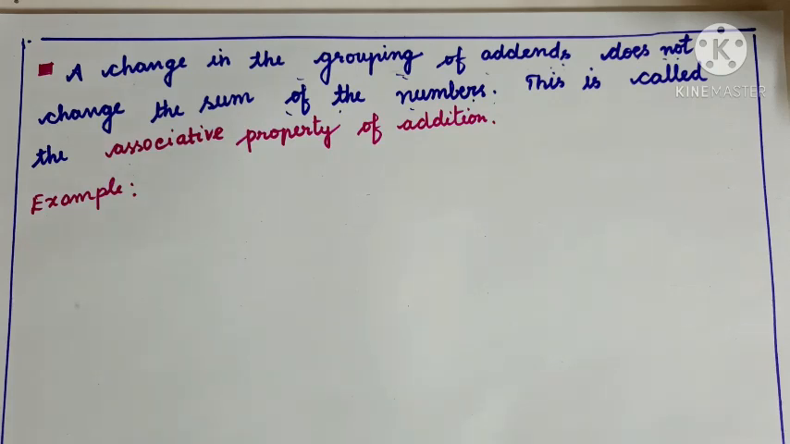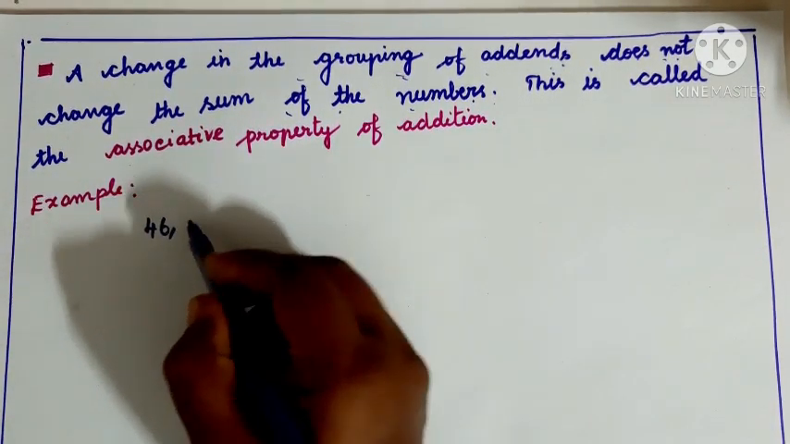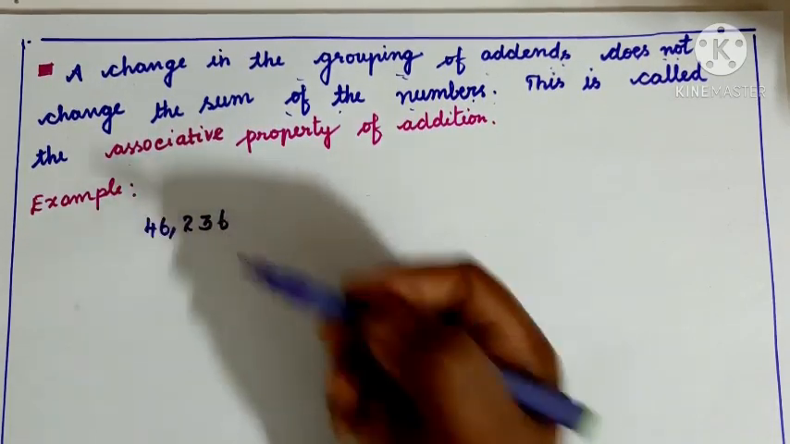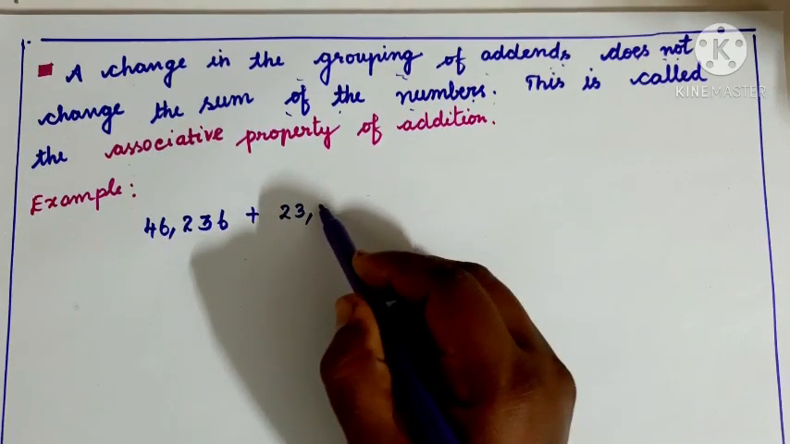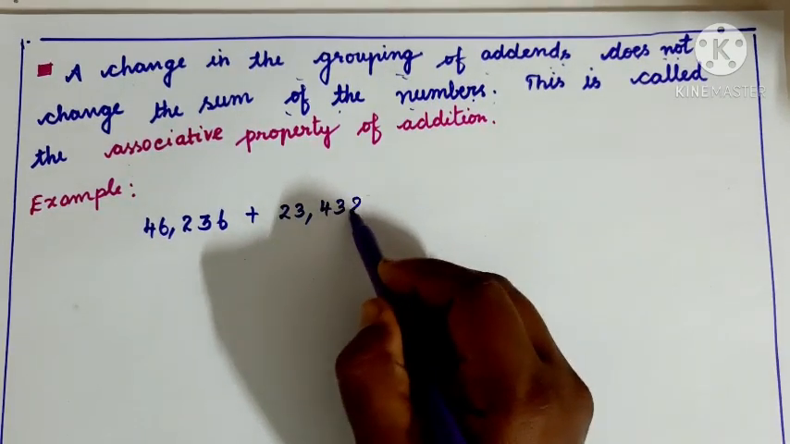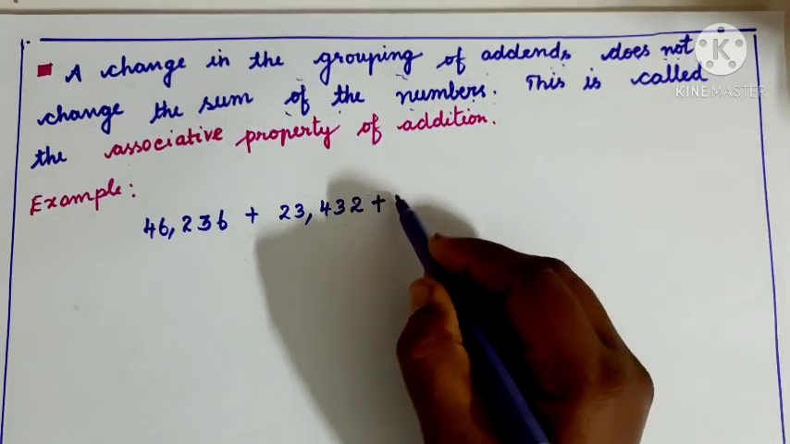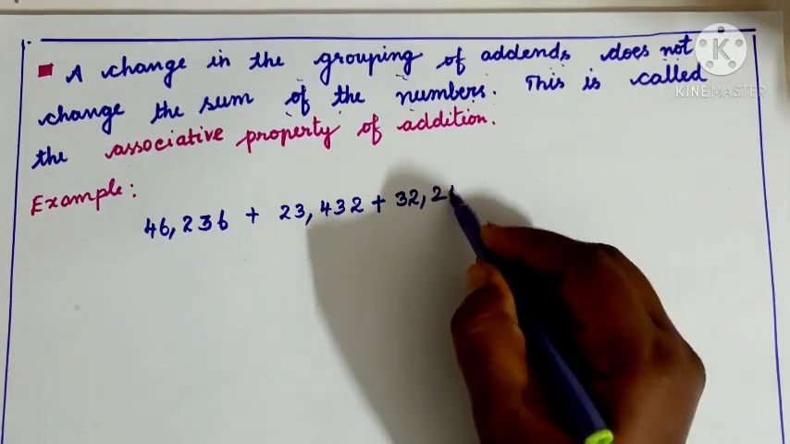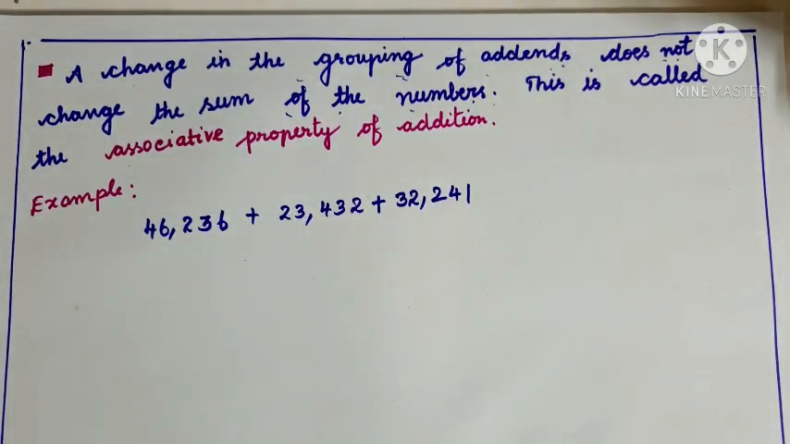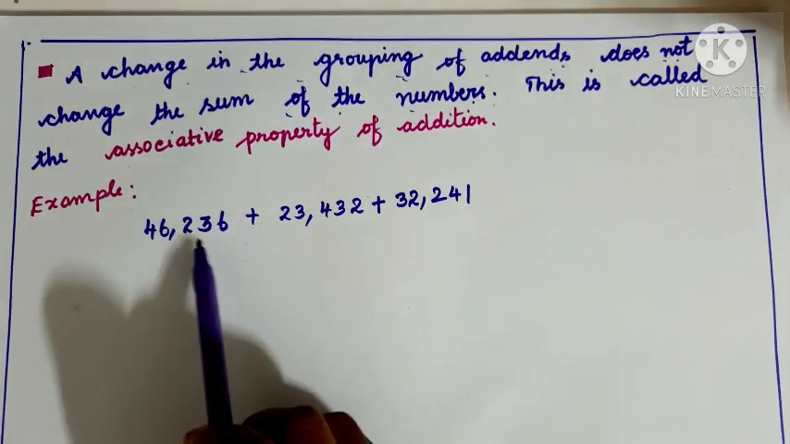Now I am going to give you numbers. Together we can add and prove it. Imagine I am going to give 46,236 plus 23,432 plus 32,241. Now, what is asked here? A change in the grouping of addends. I have a set of 3 numbers.